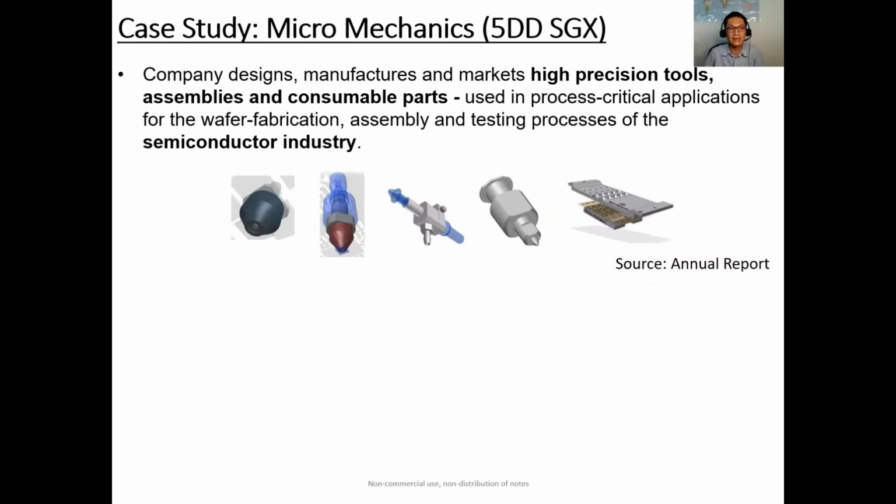Let's do a case study on Micro-Mechanics. Micro-Mechanics is a Singapore listed company, and this company is involved in the semiconductor tooling business. So this company designs, manufactures, and markets high precision tools, assemblies, and consumable parts that are used in process critical applications for the wafer fabrication, assembly, and testing process of the semiconductor industry. So these are the parts that the company designs and manufactures for their customers.